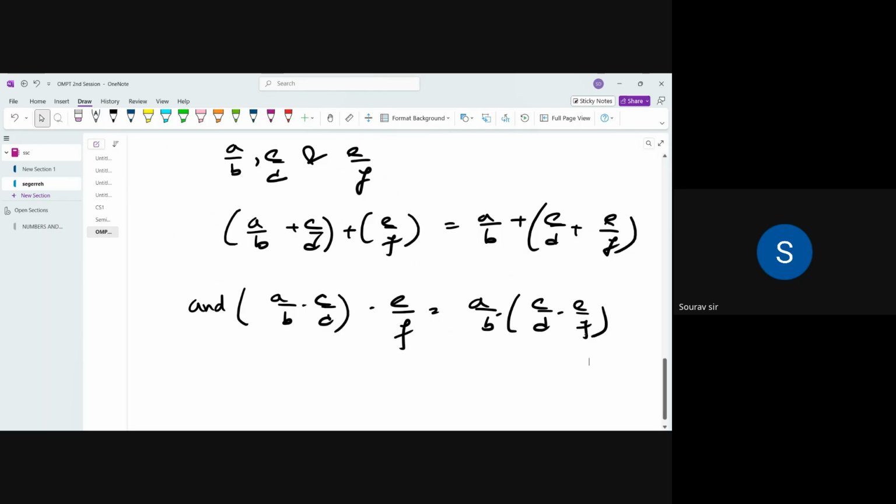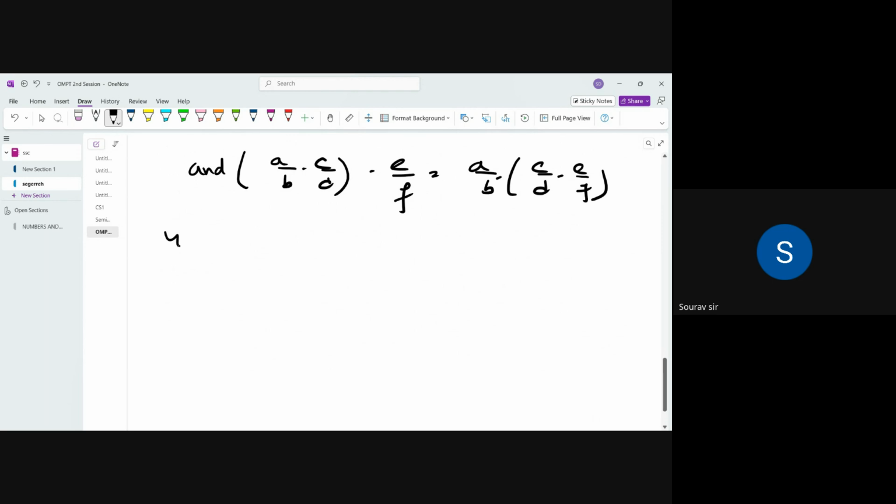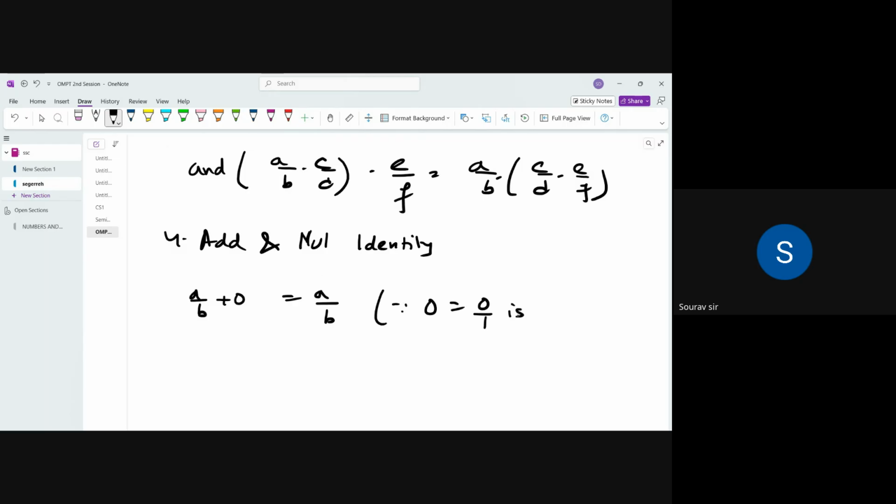Next, additive and multiplicative identity. What do we mean by that? Additive identity: a by b plus 0 is equal to a by b. What do I mean by that? 0 is what? 0 by 1 is an additive identity.